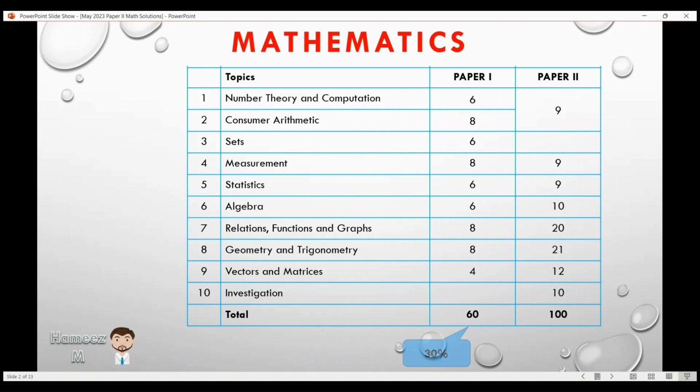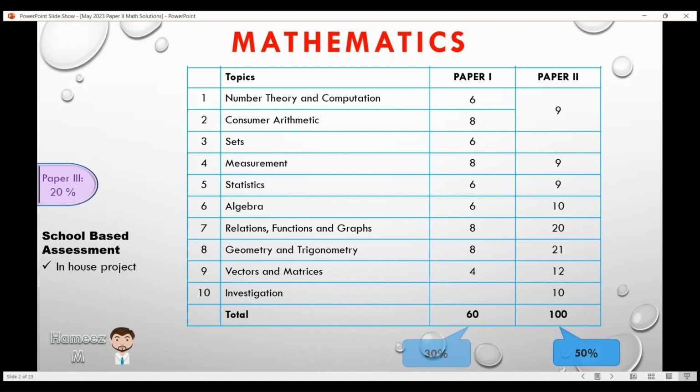Paper 2 is a total of 100 marks, which is worth 50%. So we have 30 and 50, 80% of our final grade comes from Paper 1 and Paper 2. And then the remainder, which is 20%, comes from Paper 3. Paper 3 is normally, if you're in school, a school-based assessment or SBA, which is an in-house project. Or there's an alternative paper for those students who have no SBA, or who did the SBA and failed, or used the SBA more than twice, or the SBA is greater than 2 years old.